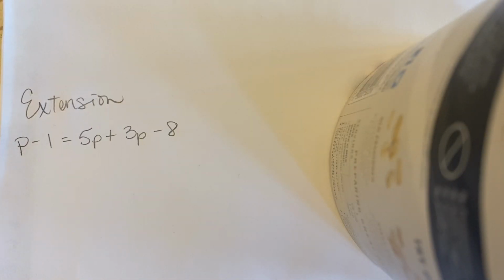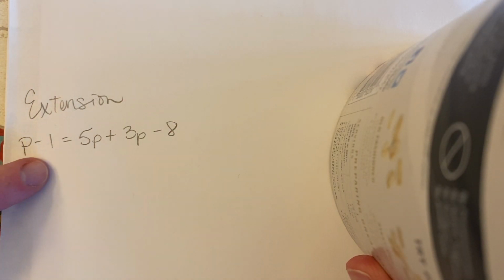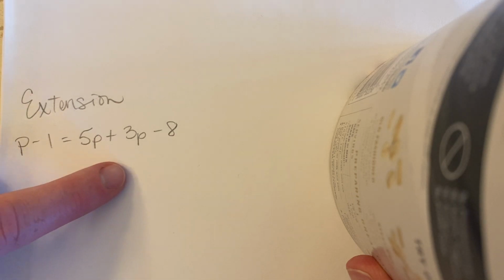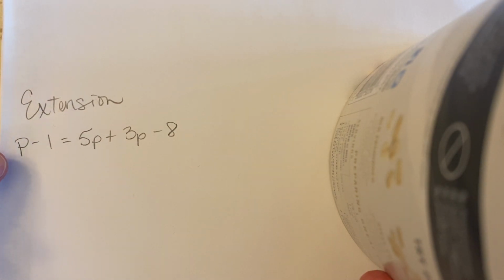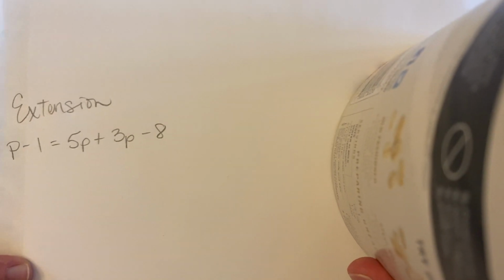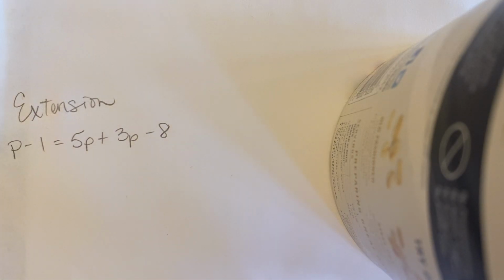Okay, by now you're looking at the extension assignment, and I just want to cover one thing here that's a little different than the problems before it, okay? Step one, when I'm looking at something like this that says p minus 1 equals 5p plus 3p minus 8, what I see here is variables on both sides of equals. And I can't emphasize this enough. That's why I'm making a whole separate video for this.